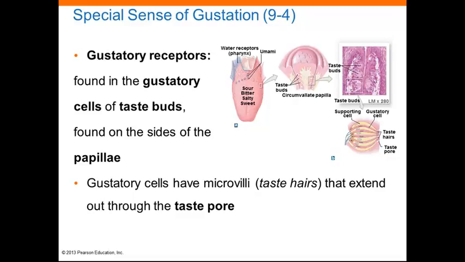Now, taste cell axons are found in the facial nerve number 7, the glossopharyngeal nerve number 9, and the vagus nerve number 10. These fibers synapse in the medulla oblongata, and those neurons extend into the thalamus. Neurons from there project to the primary sensory cortex.